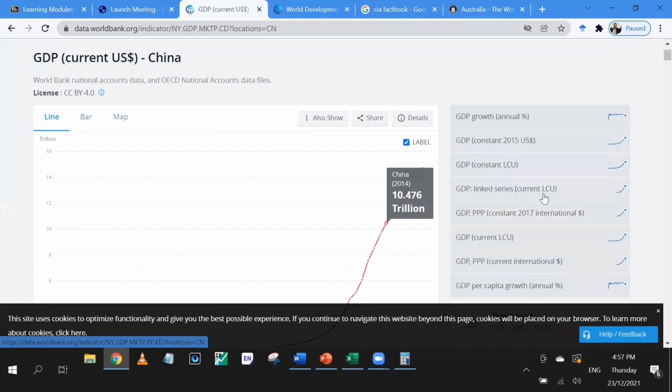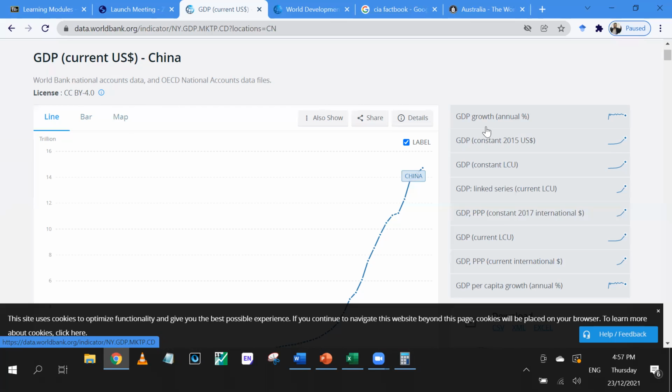Look, GDP constant, you can see that. GDP constant, can you see that? GDP constant means this is your real GDP. And look here, GDP current. This is your nominal GDP. Make sense, guys? GDP current, current dollar means nominal GDP in US dollar. That's China's nominal GDP in US dollar.